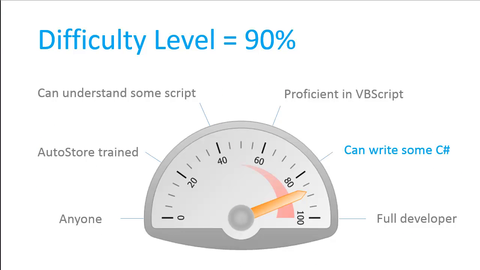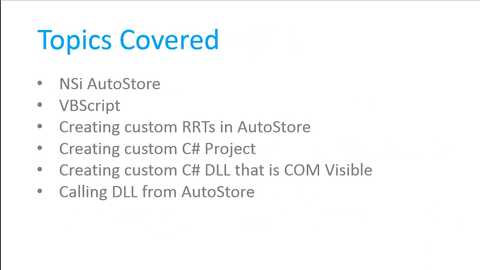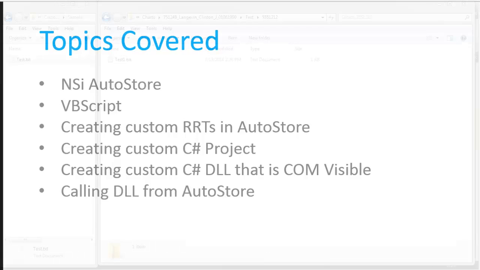Now, before I go on any further, this is a pretty technical training video. I would give it about a 90% on a 100% level of difficulty, where 100% would be a full developer. So you're going to want to at least understand code, be proficient in VBScript, and have some comfort level in writing C#, at least if you're going to be creating your own custom DLL. Topics we're going to be covering are AutoStore, VBScript, and creating custom RRTs, and in the companion video, I go over creating a custom C# project, creating a custom C# DLL that's COM-visible, and calling a DLL from AutoStore. But moving forward, the rest of this training assumes that DLL has already been created.